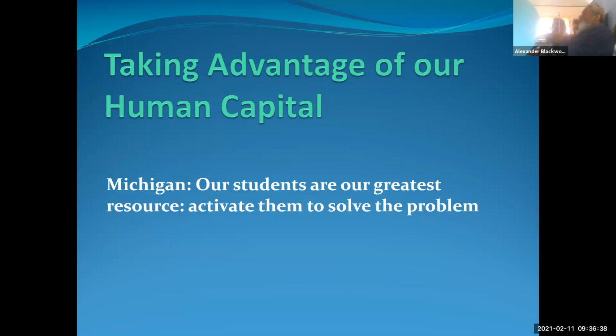All right. Now, Michigan's greatest asset are the students. As I said before, our students are brilliant. Can we mobilize them? Next slide.